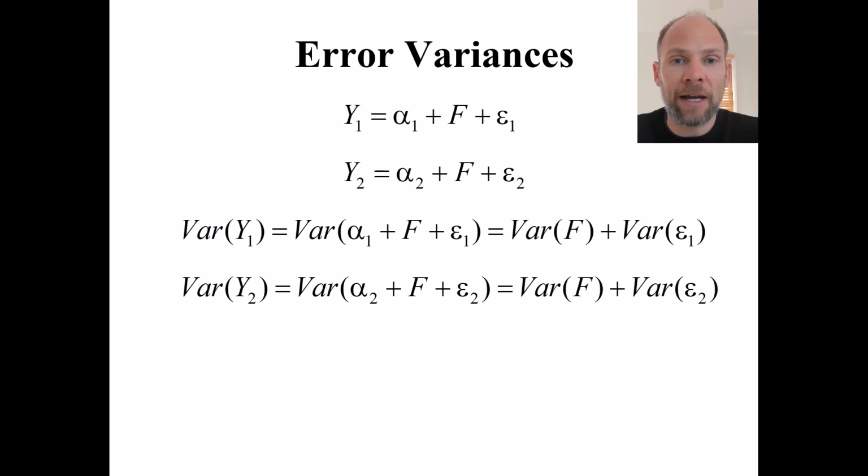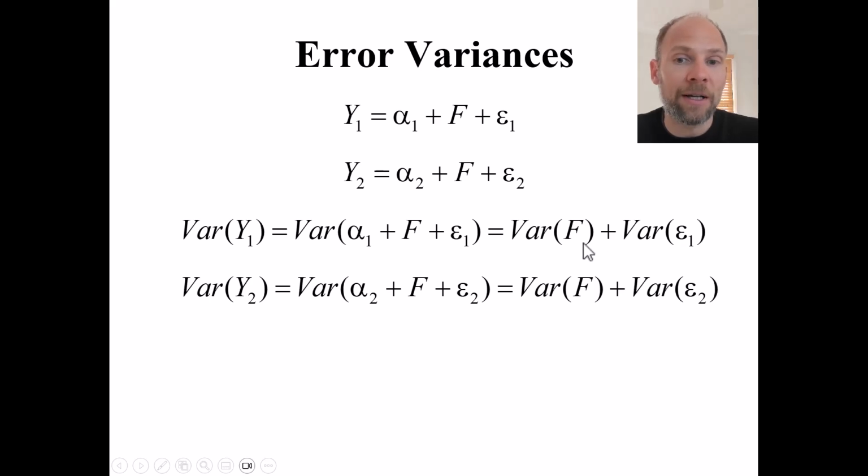Next are the error variances. How are those? Are those identifiable, and how are they identifiable? Again, here are our measurement equations, and now we're going to take a look at the variances of those two sums. So when we take the variance of alpha 1 plus f plus epsilon 1, which is in the first equation here, then that simplifies to the variance of f plus the variance of epsilon 1.